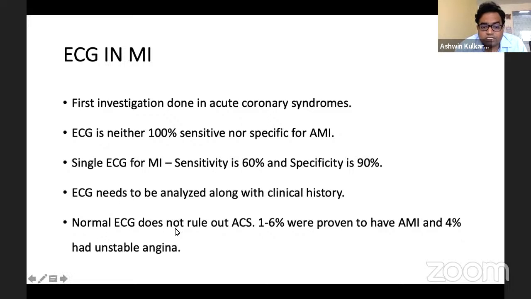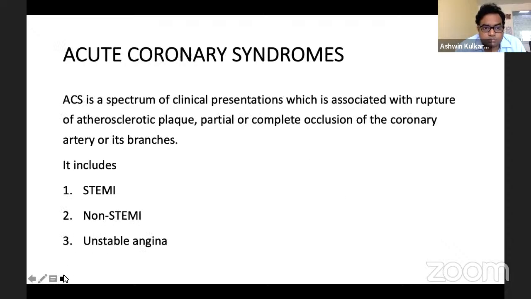It was seen that a normal ECG does not rule out acute coronary syndromes. In fact, 1 to 6% of the patients who had normal ECGs were proven to have MI, and around 4% whose ECGs were normal were found to have unstable angina. So you should remember that when you are interpreting cardiac ischemia and infarction, you have to correlate with the clinical condition and the symptoms.